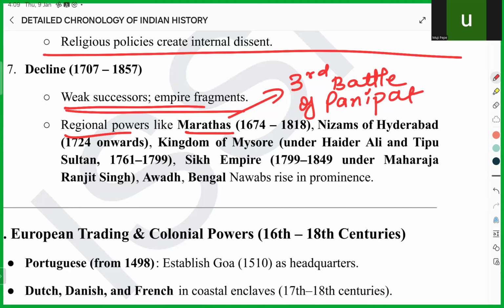Now, listen to me very carefully. There has been a question in GS1 mains, and the question is from 2013 mains, why earth-shaking battles and era-defining battles were fought in Panipat? What you can think? Geography is the number one answer. It's an inlet. Panipat is on the road to entry into India.